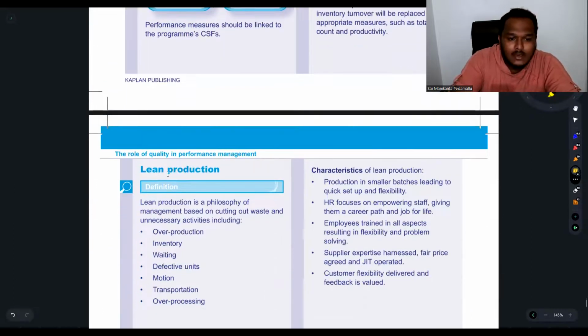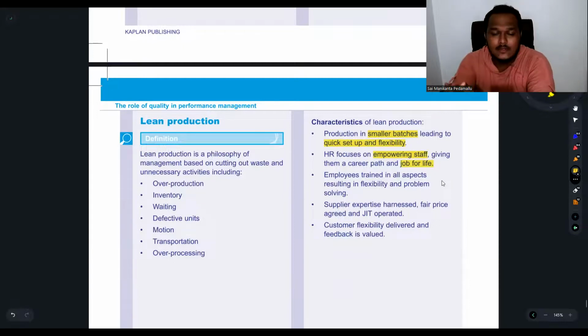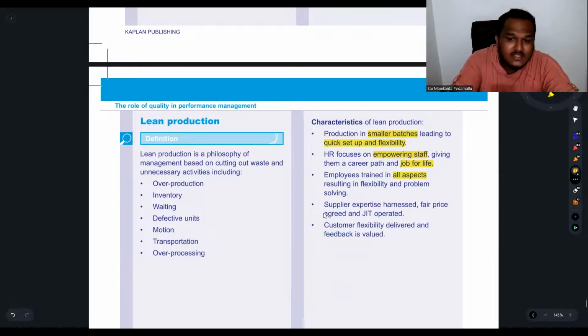That is TQM. Lean production is basically producing smaller batches, leading to quick setup, more flexibility, empowering staff, giving them a career path, a job for life, because they know all the skills. Employees should be trained in all aspects, resulting in flexibility and problem solving. Supplier expertise will be harnessed, fair pricing will be agreed, just in time will be operated. I told you lean should be used with just in time. Customer flexibility will be delivered. Feedback is valuable, so you will get better feedback.